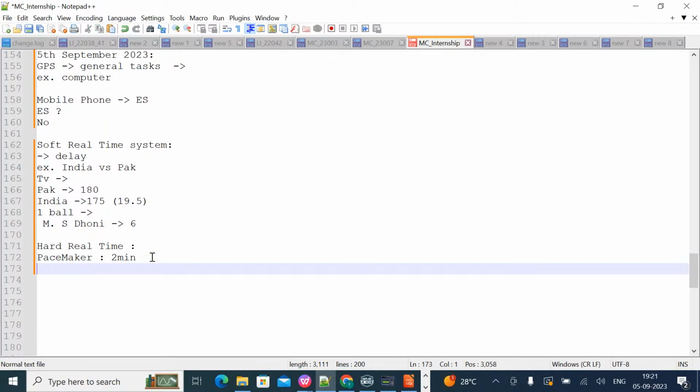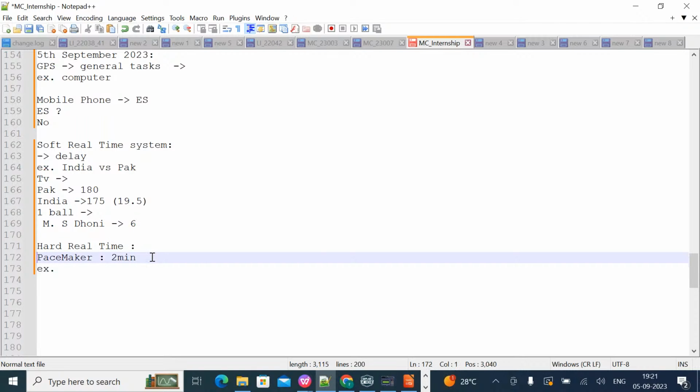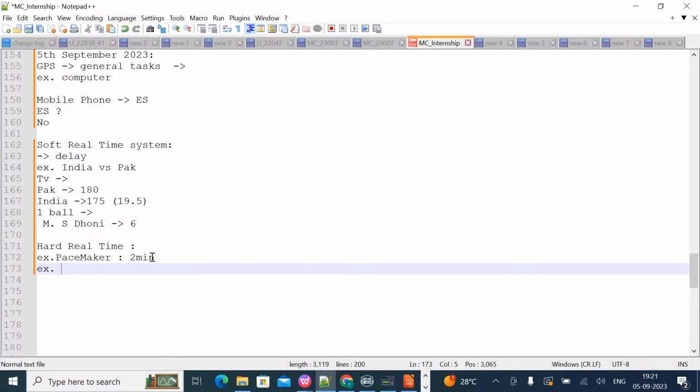Few of you are not aware of it. At least let me take another example. Few of you don't know what a pacemaker is. No problem. Can I take the example of the airbag system? What do you say, guys? Can I take the example of the airbag system?